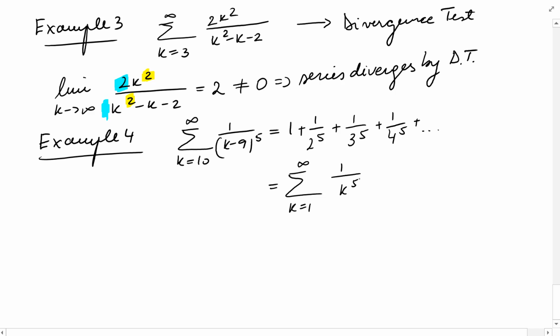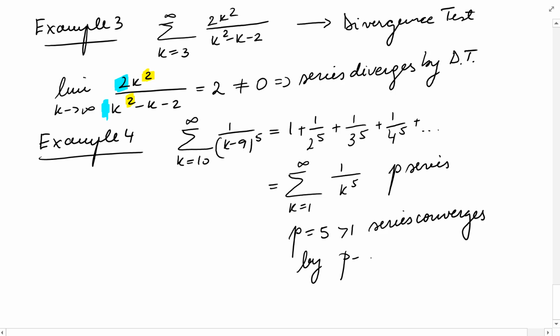So now it's clear that this is a p-series with p equals 5, and because this is greater than 1, the series converges by the p-series test.